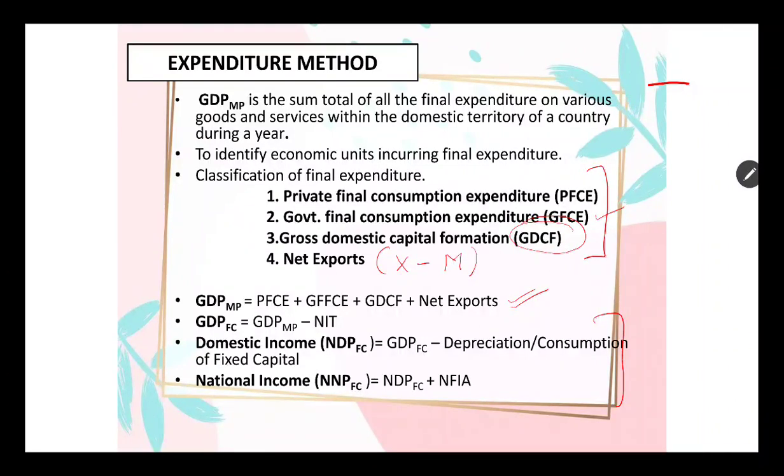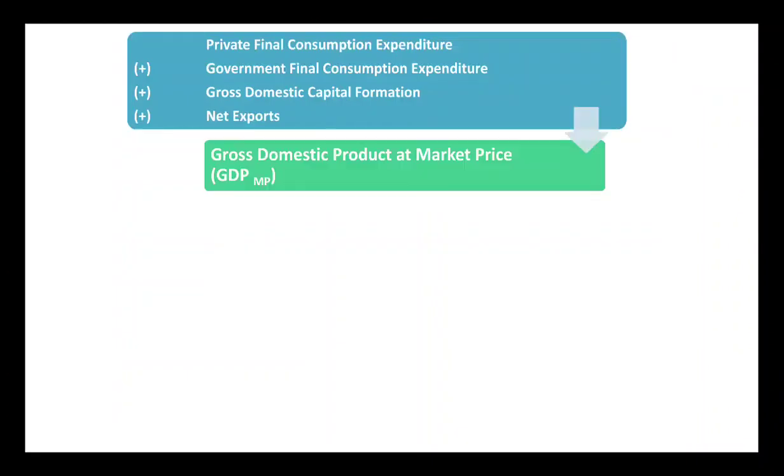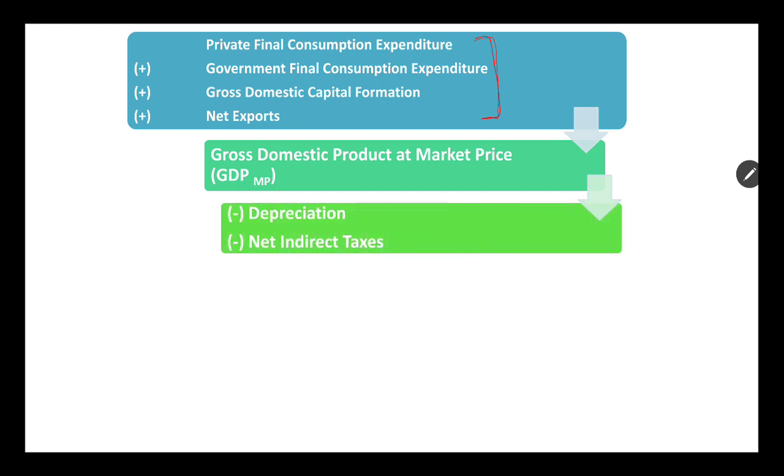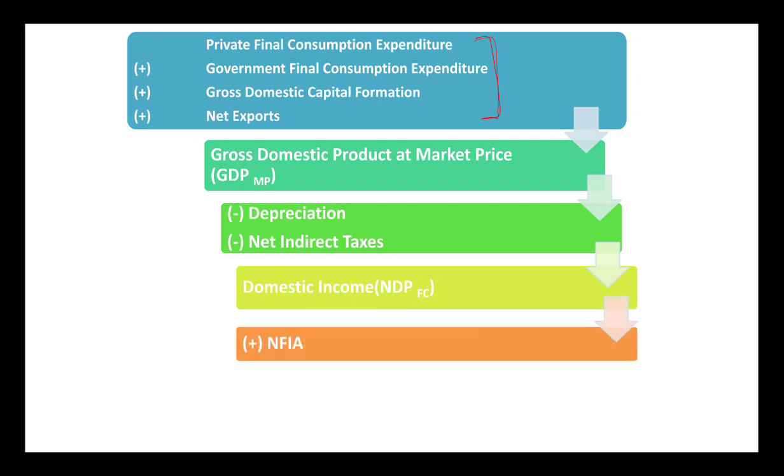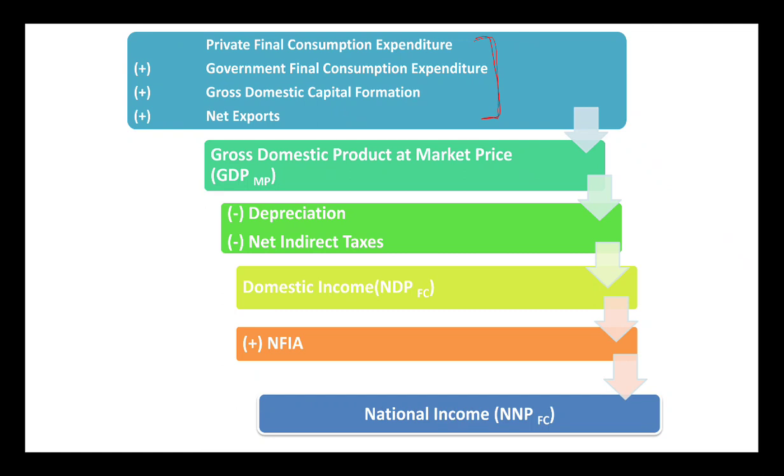Okay, so now whenever we add these up, what do we get? We get GDP at MP. From that GDP at MP, in order to calculate the domestic income, which we know is always denoted by NDP at FC, we'll deduct the depreciation and the NIT, and in order to calculate the national income, we will be adding the NFI. So this is how we will be taking it into account. These are all the things that need to be kept in mind, and to make the concept clear in the form of a flow chart, this is what we all discussed right now, right?